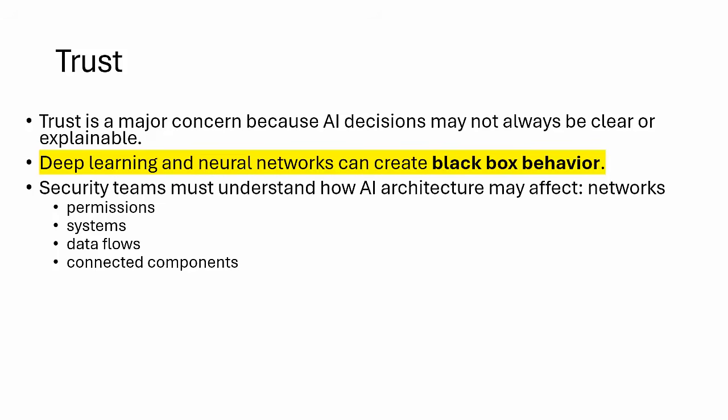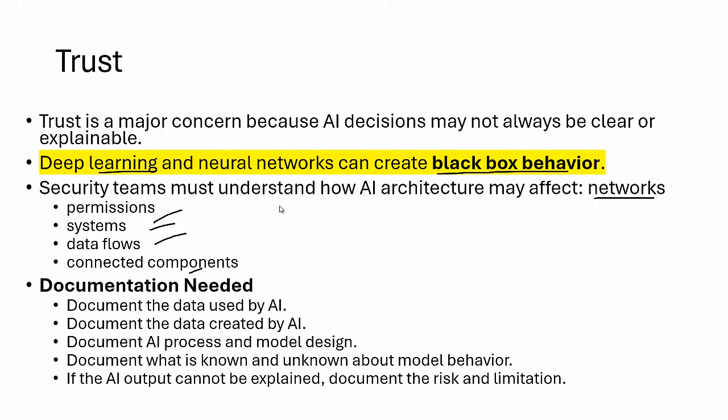Next is basically called trust. So in this module, we discuss privacy, ethics, and whether we should trust AI. Okay, but the biggest concern is that AI using deep learning has black box behavior. So that's the biggest concern. So the security team should understand how AI architecture may affect the network, permission, system, data flow, connected components.